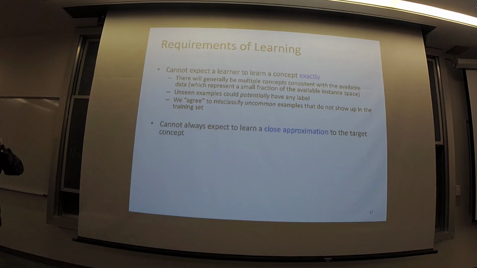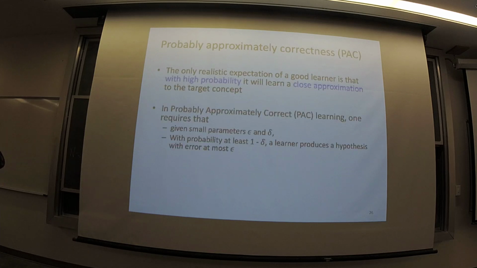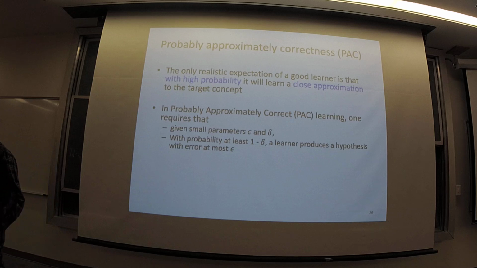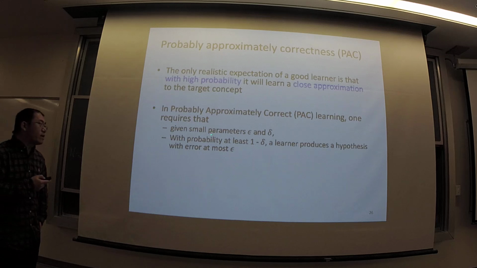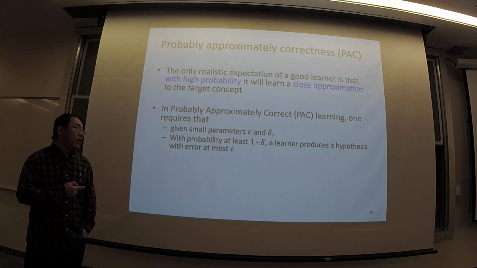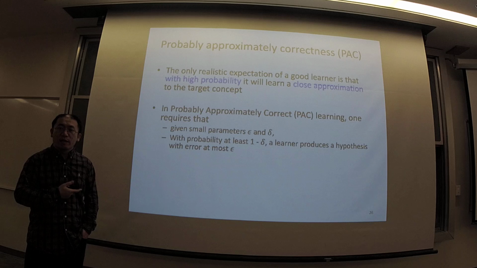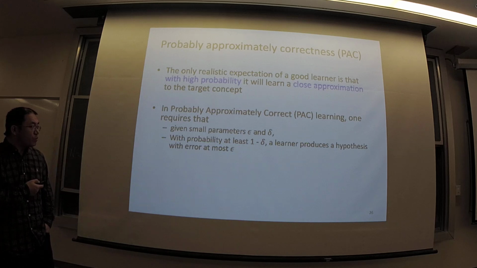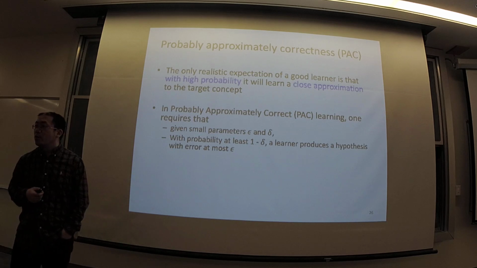So the realistic way to characterize that your specific machine learning algorithm is good is in a probabilistic way. We can give small parameters epsilon and delta, which represent the level of error and the level of confidence. We say that if our learned hypothesis, with probability at least 1 minus delta, achieves generalization error at most epsilon, then we'll say your learning algorithm is good.